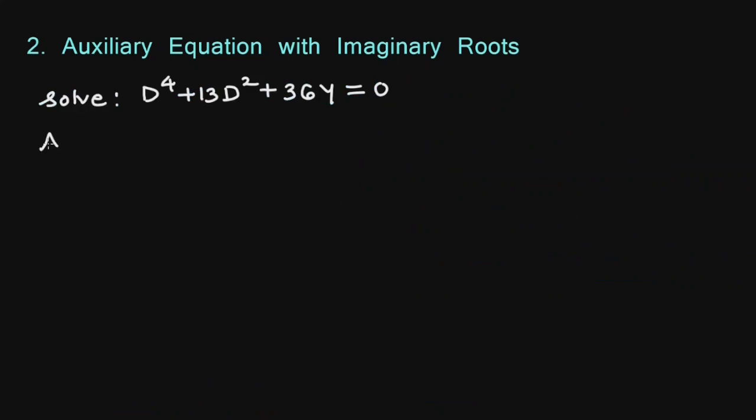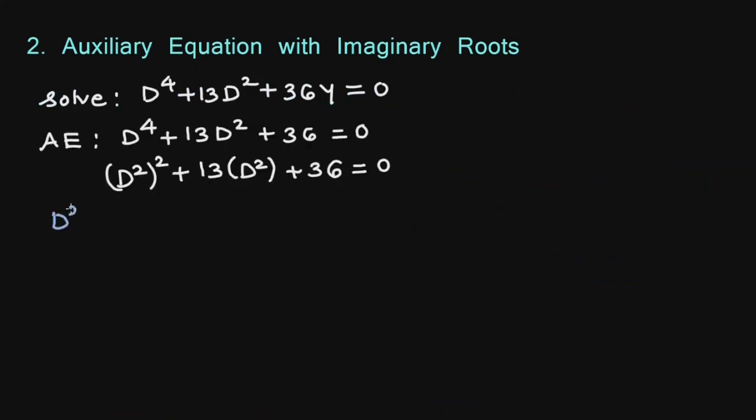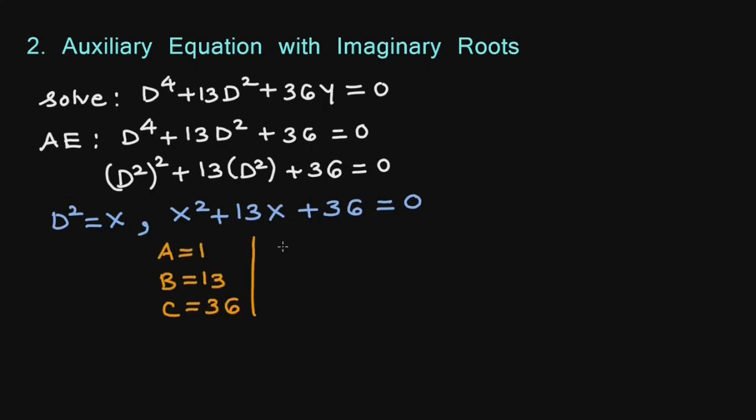Solve the auxiliary equation in terms of D square, putting D square equals x, which is a quadratic equation in x. For solving it by the quadratic formula, a is 1, b is 13, c is 36. Discriminant delta is b square minus 4ac, 13 square minus 4 into 1 into 36, 169 minus 144, which is 25.